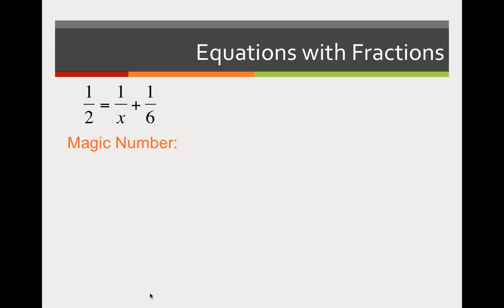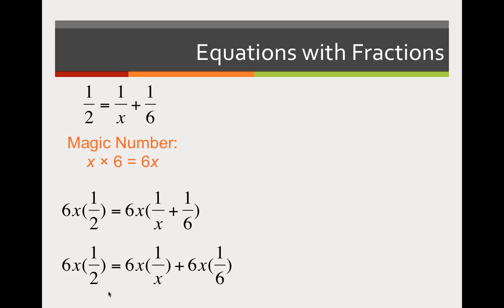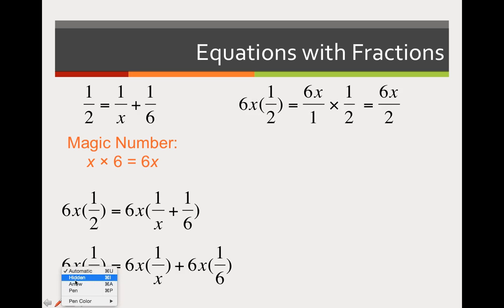Here's another fraction equation. The LCD here is going to involve that variable x. So in this case, it'll be 6x, because 6 is a multiple of 2 and 6. So we'll multiply everything by 6x. And then we can cross cancel our way through this one as well.